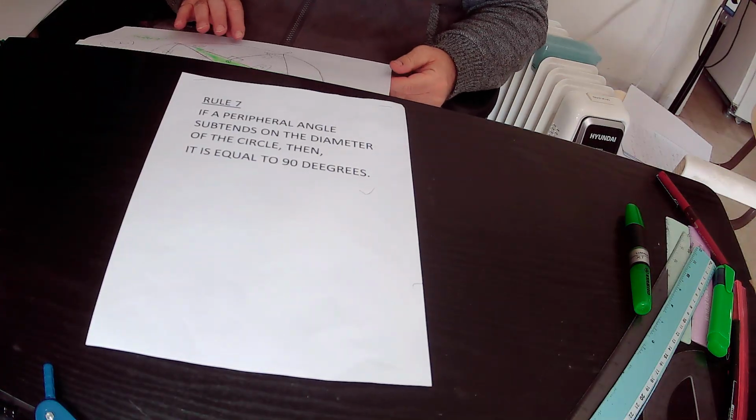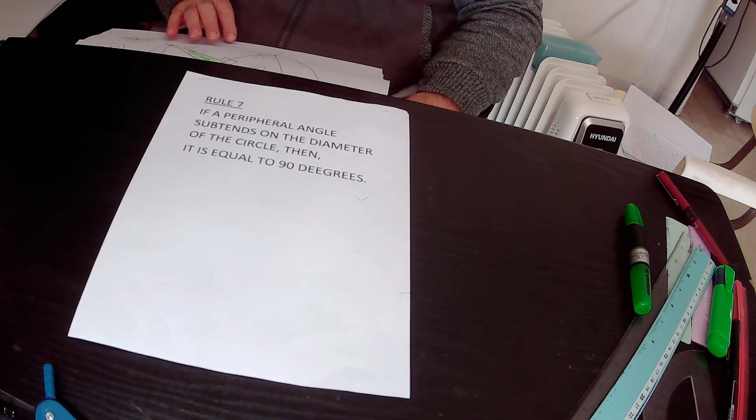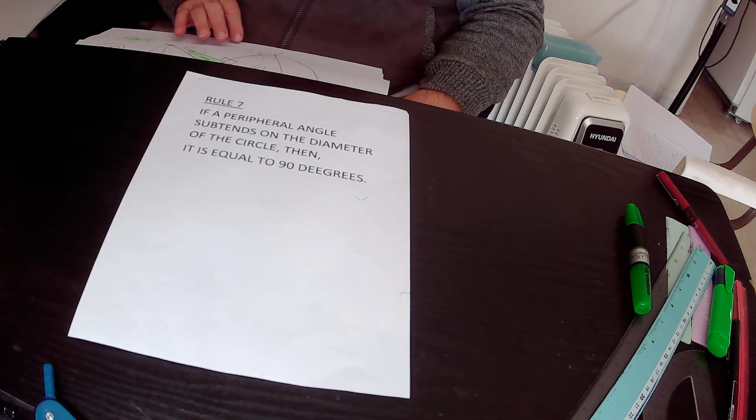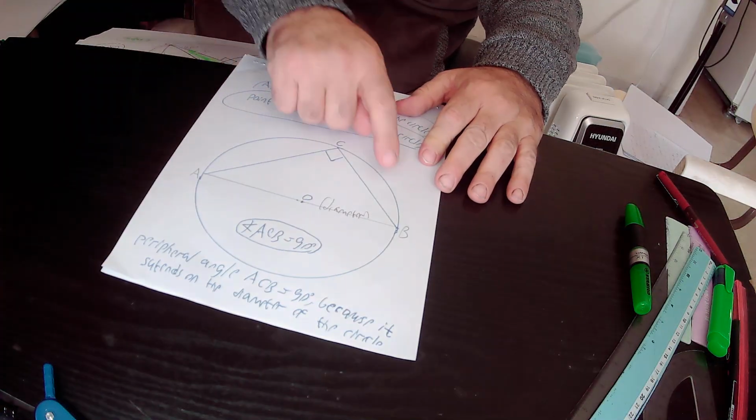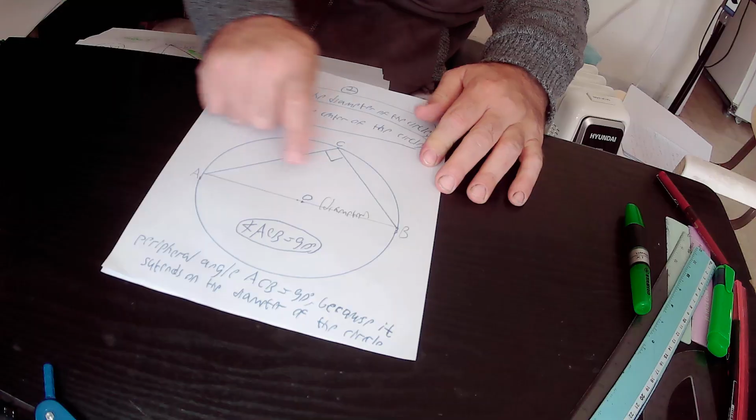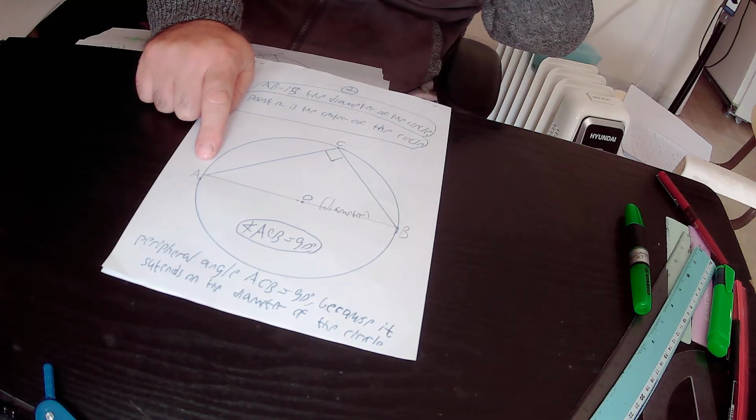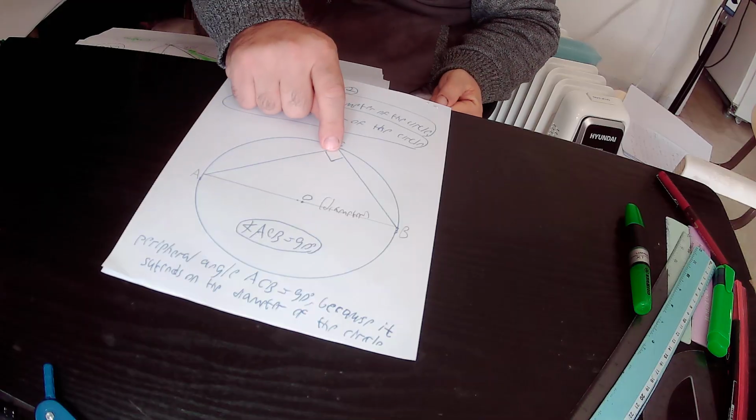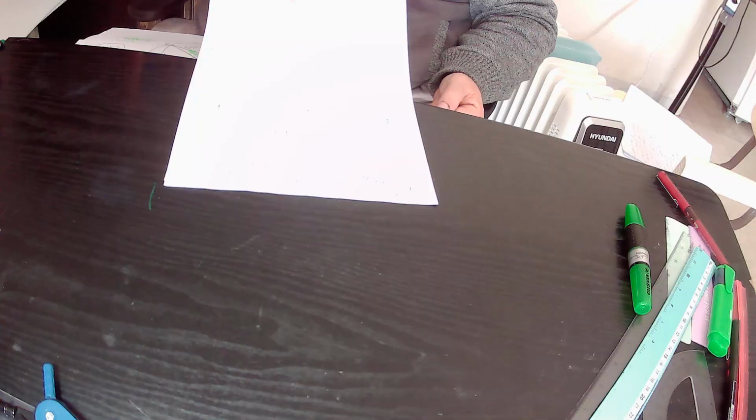According to rule 7, if a peripheral angle subtends the diameter of the circle, then it must be equal to 90 degrees in its size. This is peripheral angle ACN. We know that peripheral angle ACN subtends the diameter of the circle. AB is the diameter of the circle, therefore peripheral angle ACN must be equal to 90 degrees in its size. We can implement rule 7.